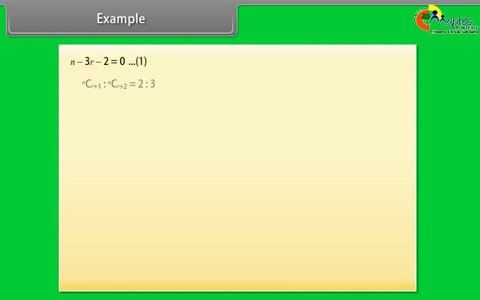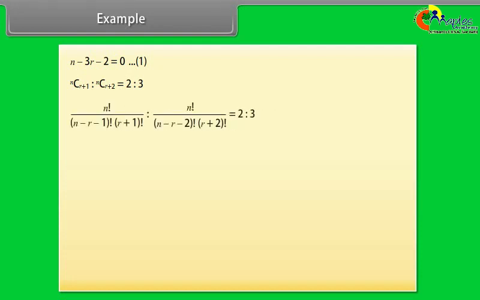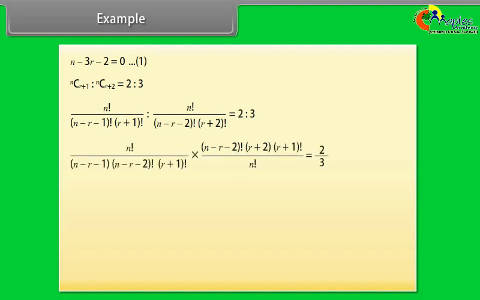Name it as 1. nC(r+1) is to nC(r+2) is equal to 2 is to 3. n factorial by (n minus r minus 1) factorial into (r plus 1) factorial is to n factorial by (n minus r minus 2) factorial into (r plus 2) factorial is equal to 2 is to 3. n factorial by (n minus r minus 1) into (n minus r minus 2) factorial, (r plus 1) factorial, multiplied by (n minus r minus 2) factorial into (r plus 2) into (r plus 1) factorial by n factorial is equal to 2 by 3.